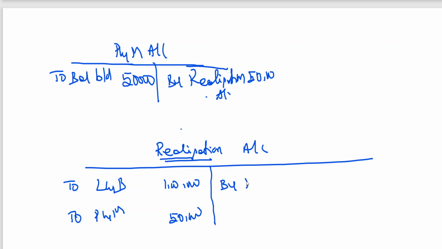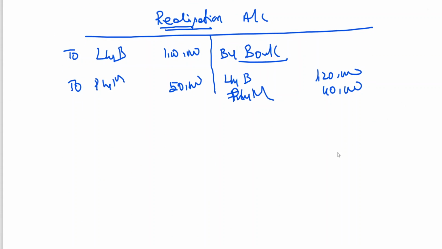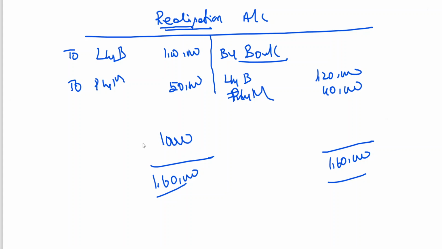Then what I do, when these two assets have been sold, I write here: land and building has been sold for 120 and plant and machinery has been sold for 40. That's fine. 120 plus 40, how much? 160. You write 160. And then 160 minus 150, 10,000. 10,000 is the net result. And this is transferred to partner's capital account.